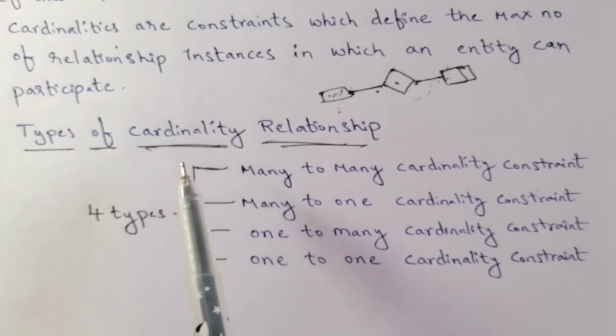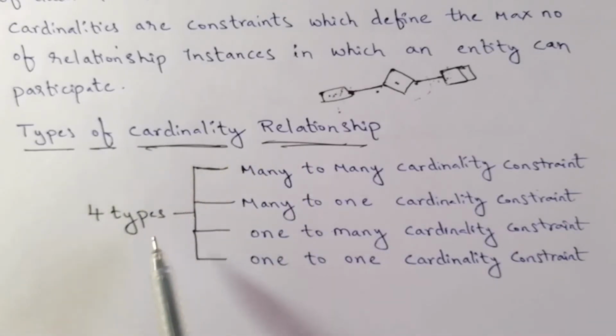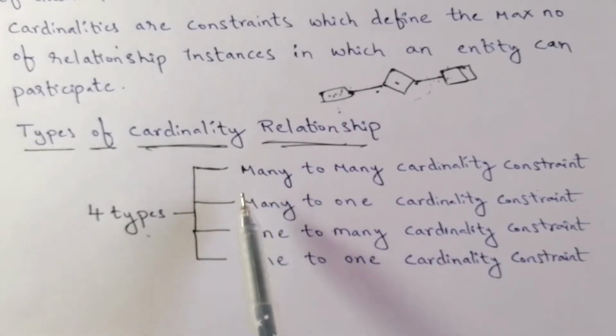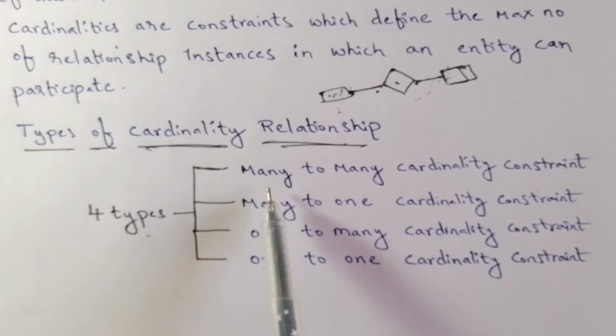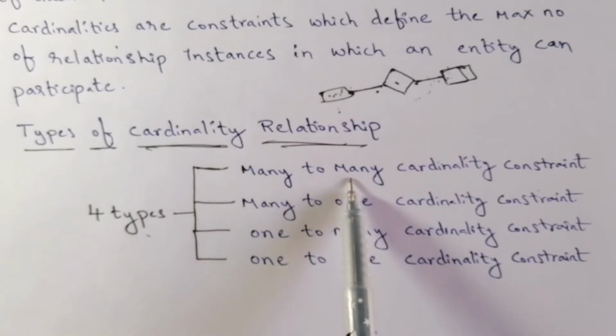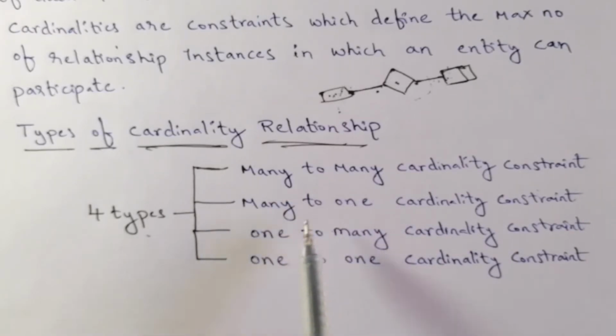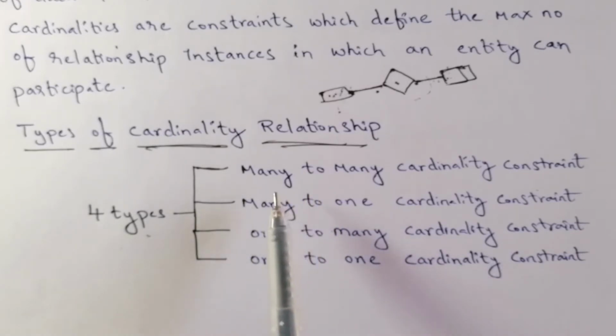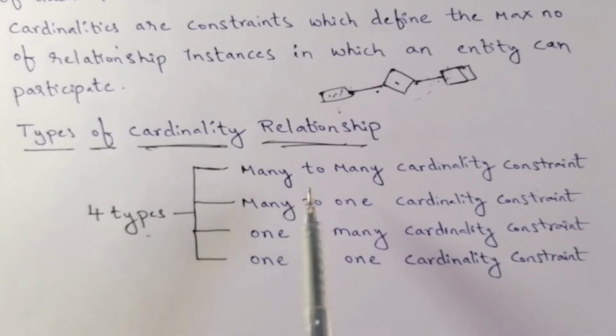Now this type of cardinality relationship is classified into four types. The most important ones are these four: many to many, many to one, one to many, and one to one. Let us go through these four one by one. You will get a better understanding of it, right? So let's start with the many to many cardinality constraint.